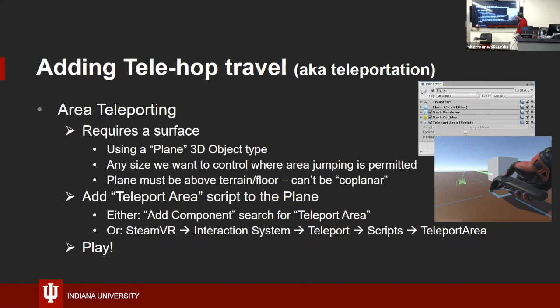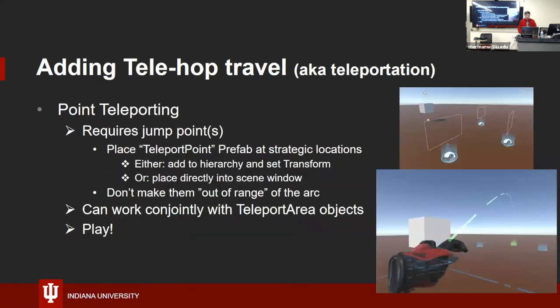And when you press down on the big circle touchpad, an arc will emanate from it, and wherever it hits the floor, if it's green, you'll jump there. If it's red, it means it's outside the bounds of our play area, which, if things work out, we'll get to show you. The other method that I mentioned is the point teleporting, which requires special jump points.